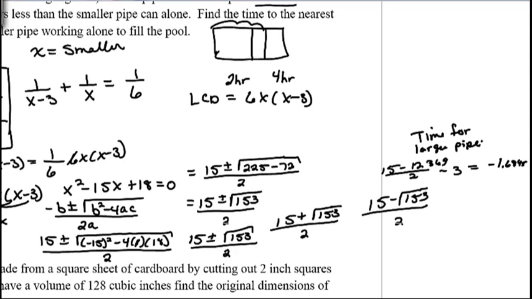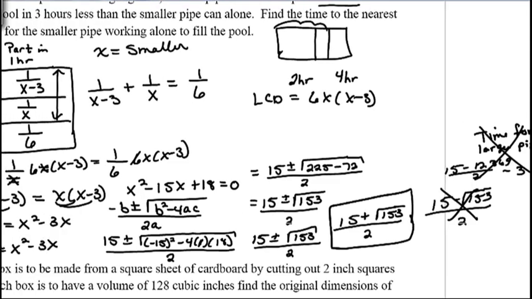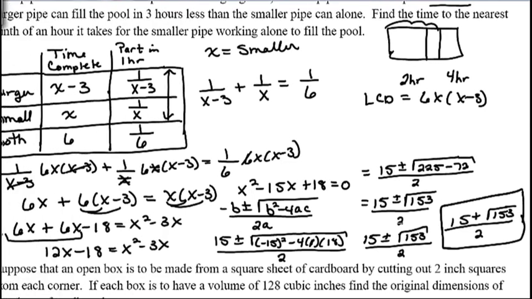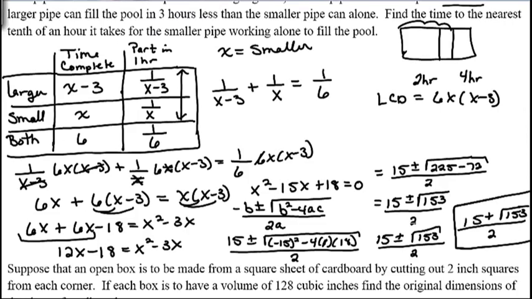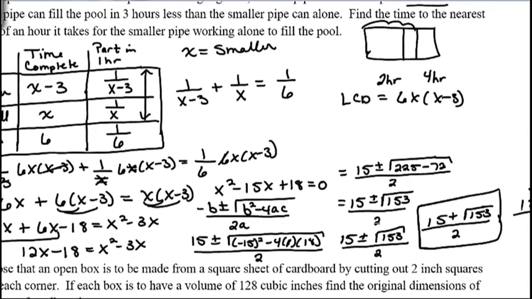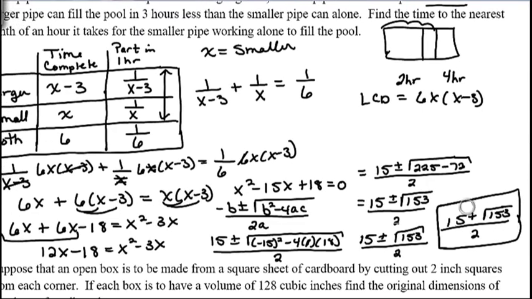And you can't have a negative time for filling it. So this solution doesn't work, and this is the only one that will work here. And find the time to the nearest, oh, it does say to the nearest tenth of an hour it takes for the smaller pipe working alone. And so we only need the smaller pipe's time, and so we want to calculate what that is.